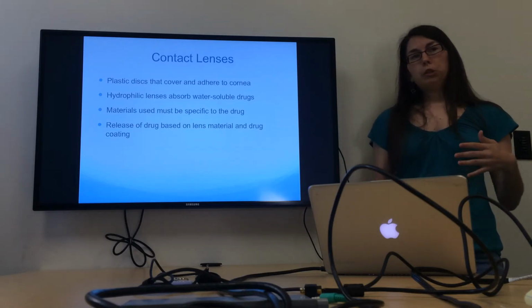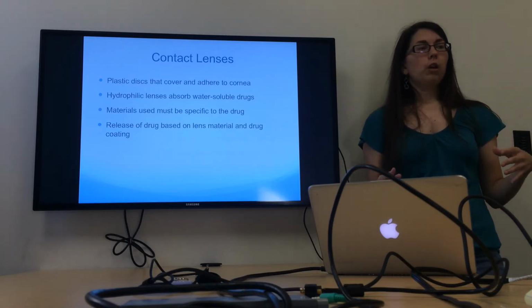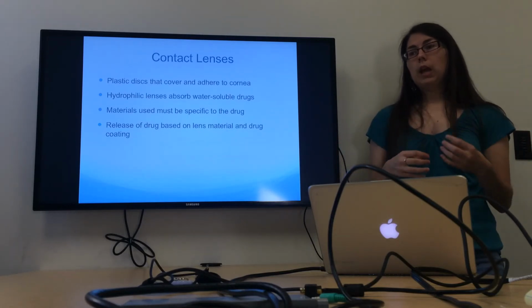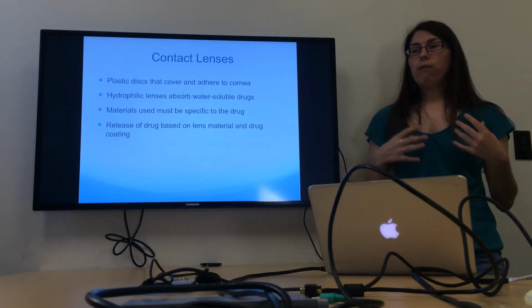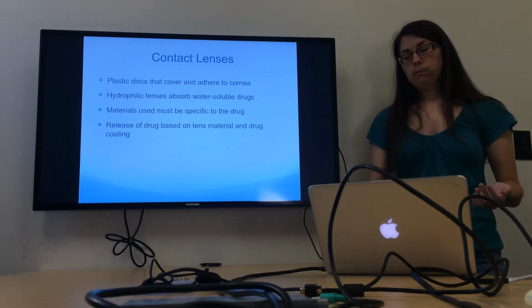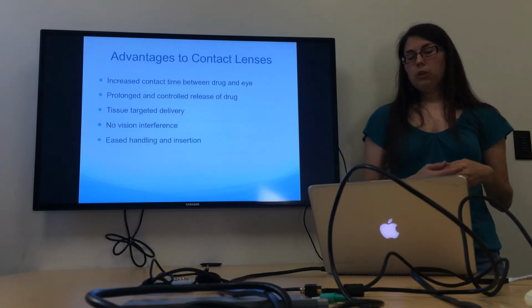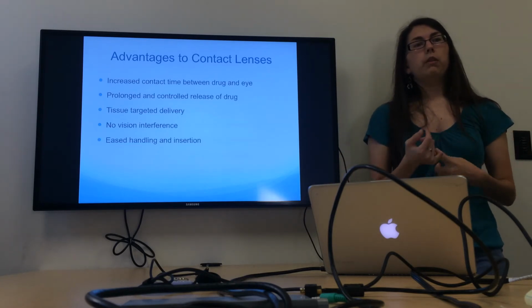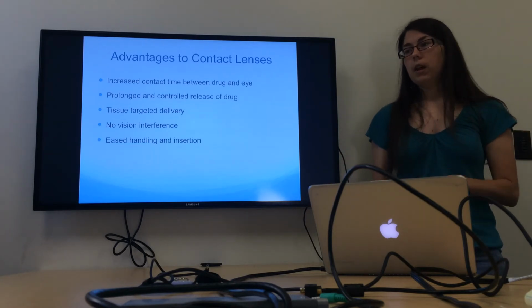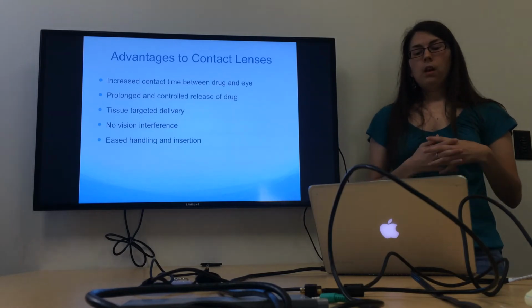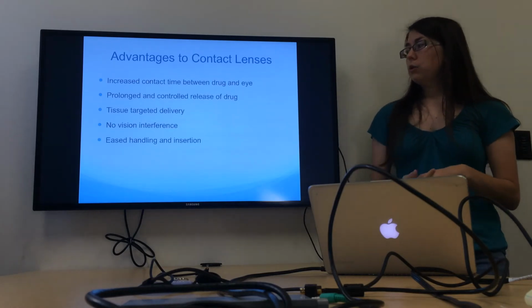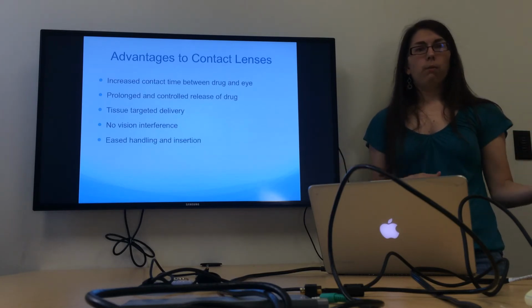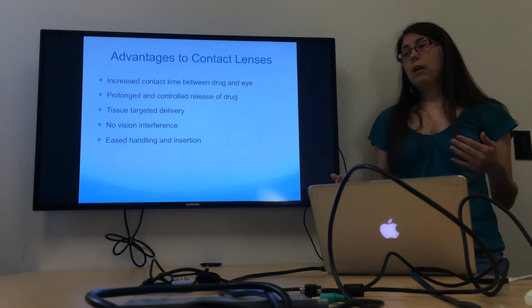So some of the research being done now is coating drugs in nanoparticles, so that way more of the drug can be absorbed into the lens and then released and only affect the specific tissues that you want. Some of the advantages of contact lenses is you have the increased contact time between the drug and the eye. That's because it sits on the eye, it's there all the time. And you can have a prolonged and controlled release of the drug. Like I said before, the different materials allow you to release more and over a longer period of time.